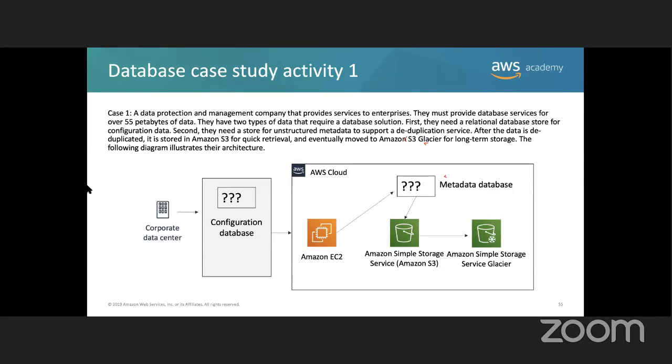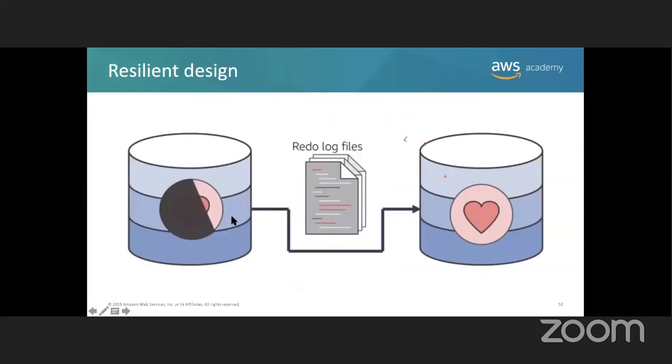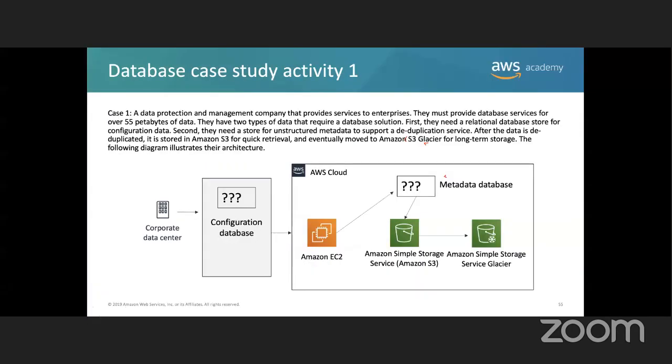Okay, what do we have here? We have the corporate data center, right? And then we have the cloud here. What do you think that we may need here, for example? What do you think it might be, for example, the metadata database? DynamoDB? Correct. It says here unstructured. DynamoDB is the database where you put the metadata.